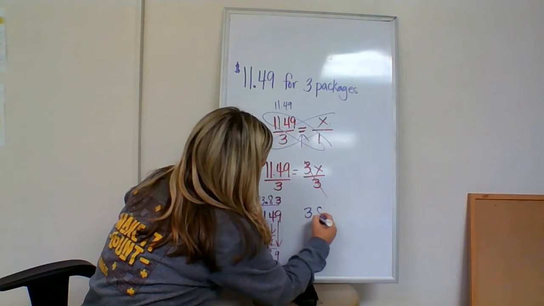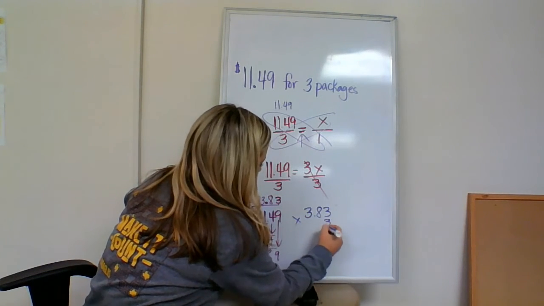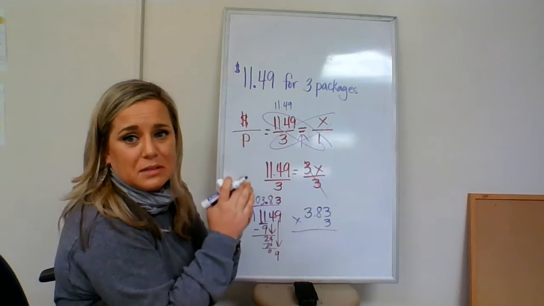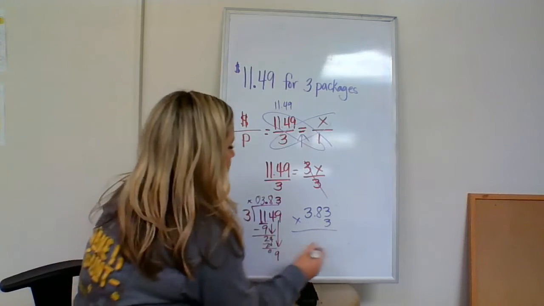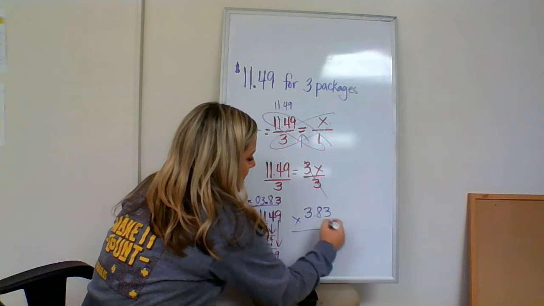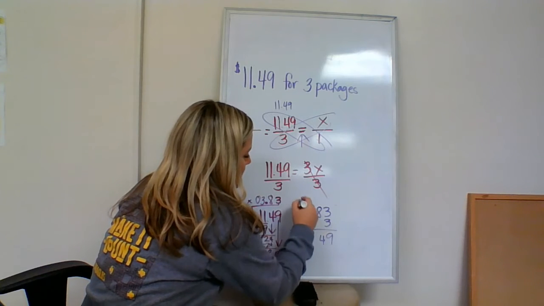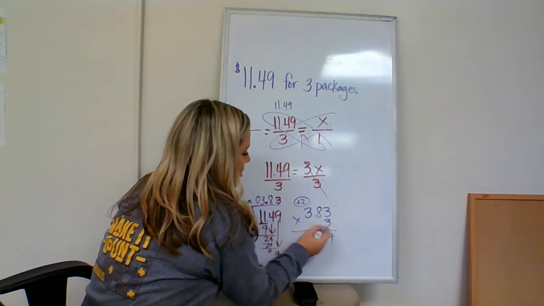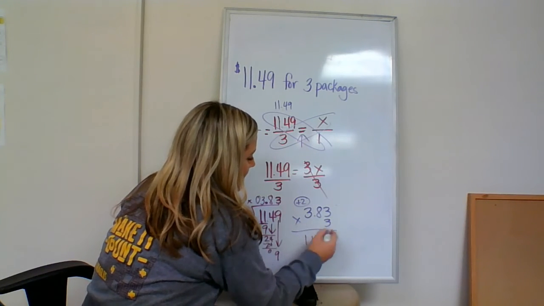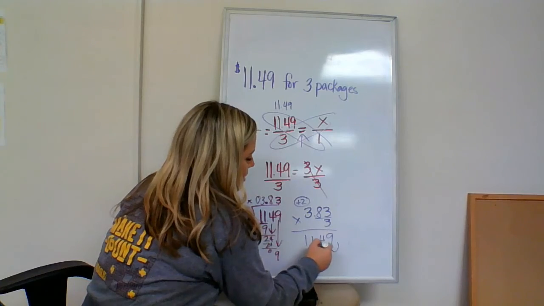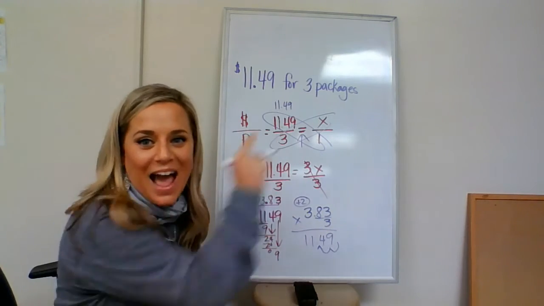Okay, 3.83 times 3. God, please, sweet baby Jesus, give me $11.49. 3 times 3 is 9. 8 times 3 is 24. The 4 can stay, but the 2 got to go. 3 times 3 is 9 plus 2 is 11. And I got 2 decimal places. Bring it over. 11.49. Bam, Gina. I got it right.